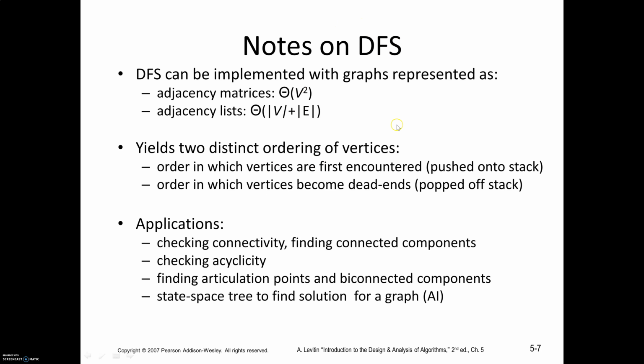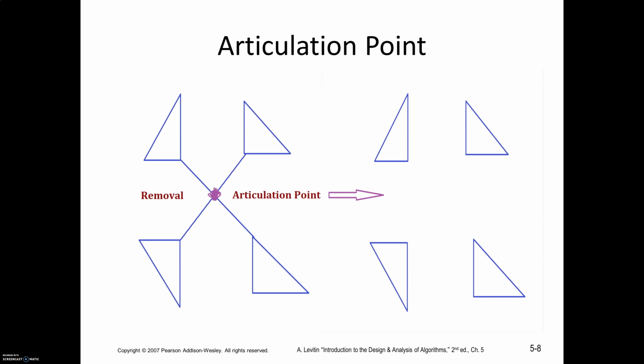As I told you with the example, you can check whether the graph is connected or not, or you can find connected components. You can check the acyclicity of the graph, and you can find the articulation point. Also by applying the DFS algorithm, you can construct a state space tree to find the solution for a given graph. In this example, this is called an articulation point because removal of this point results in disjoint components of the graph. That's why it is called an articulation point.